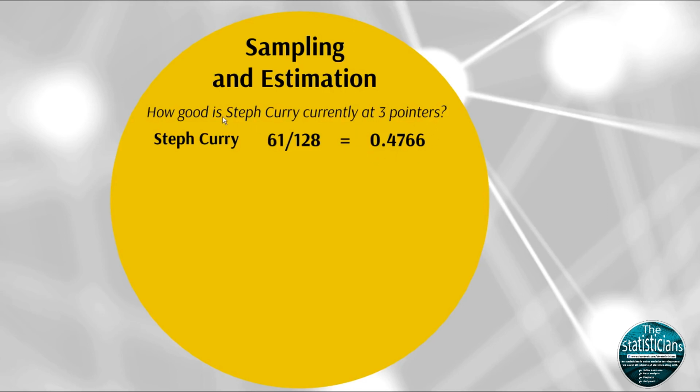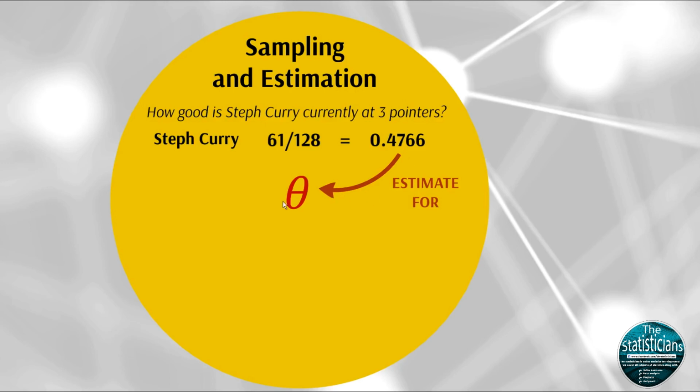Now when I ask you how good is Steph Curry at three-pointers, appreciate that this .4766 is actually an estimate for this thing we're going to call theta. Now theta is a Greek letter, and it represents exactly how good Steph Curry is. It's something we can never know. Maybe he's a 50% shooter, but this season he's just a little bit off. Or maybe he only shoots at 42%, and this season he's doing much better.